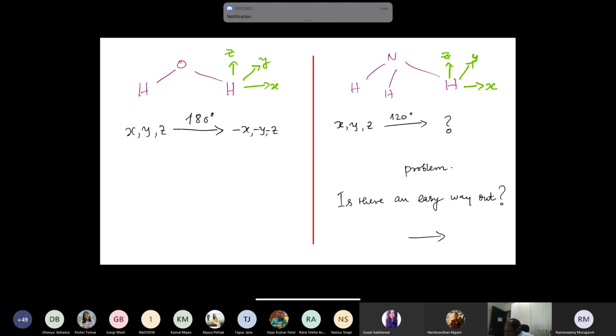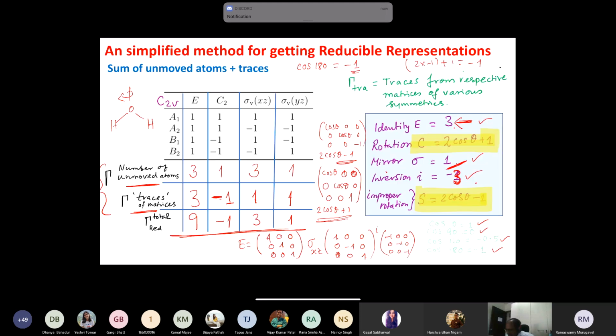Why I keep saying sum, I don't know. The product of the unmoved atoms times the traces of the corresponding matrices. Either of the two will give the same result. You have this option of using Cartesian coordinates. In fact, this is also Cartesian coordinates only. The only thing is, if you have a 9 by 9 matrix with the cosine values, it will be too confusing.